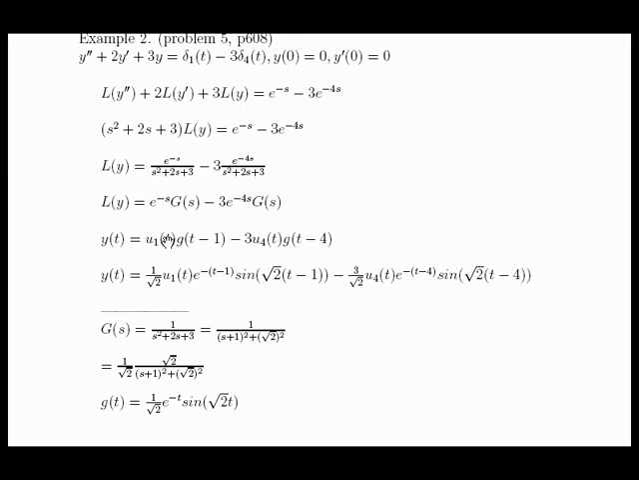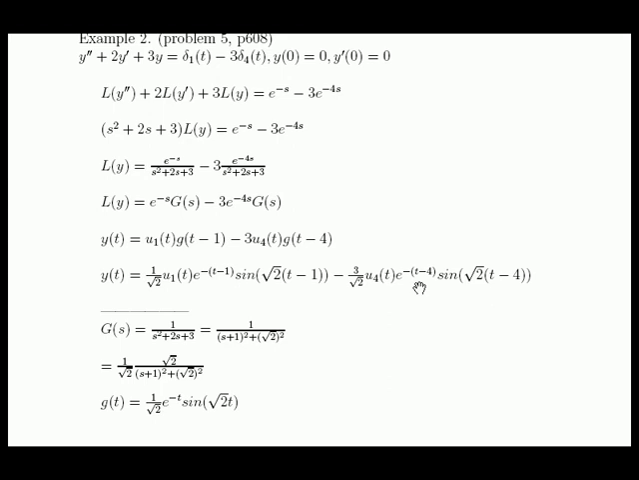So we've got u sub 1 of t times little g of t minus 1. That means just go back and plug in, replace t by t minus 1. So you've got 1 over the square root of 2 times e to the minus (t minus 1) sine of square root of 2 times (t minus 1). The other one, we've got the 3 there, and then we've got the square root of 2 from here. u sub 4 times g of t minus 4. So replace t by t minus 4 this time.